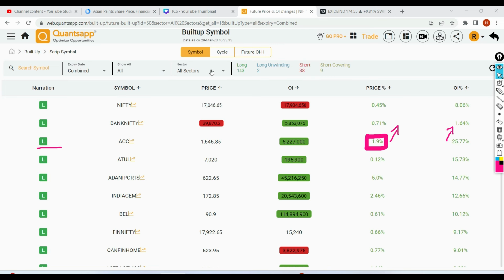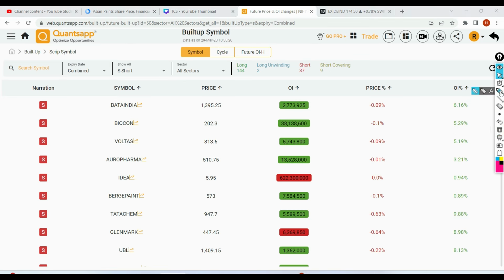Let me take you to short. Short is the opposite of long. Let me delete this. Let's take BATA. The price is going down and the open interest is going up, meaning the market participants like retailers and FIs think BATA might go down. That's the reason the price is going down and the participants' open interest is increasing, meaning they are bearish about this stock. Long is they are bullish; short is they are bearish about the stock, based on these two parameters, because price is falling and open interest is increasing.